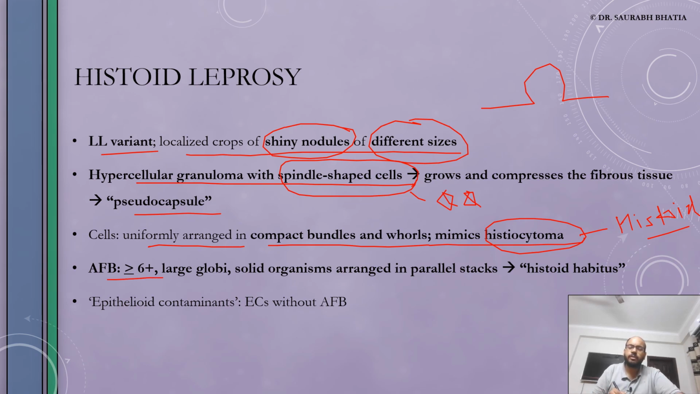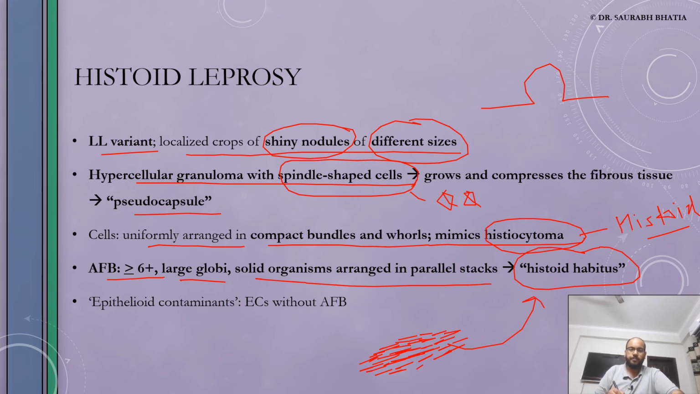The AFB is strongly positive. It is more than 6 plus. Large globi, solid organisms in parallel stacks, and those stacks are known as histoid habitus. Okay, so multiple bacilli clumped together in parallel stacks. Sometimes it is known as a cigar shaped stacking of M. leprae, and this is known as histoid habitus. Okay. A few epithelioid cells without AFB can be seen, which are termed as epithelioid contaminants, but this is not much of an important description. Just remember histoid habitus. This can be a good quiz question. Okay, so this is histoid leprosy. Let's move forward.